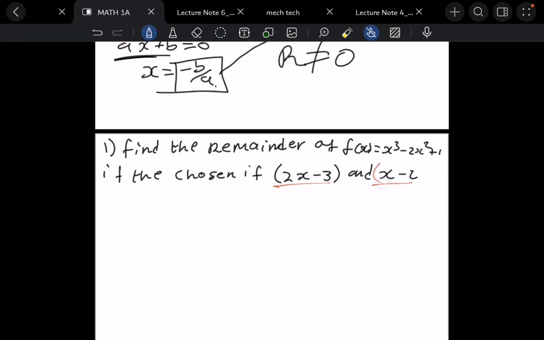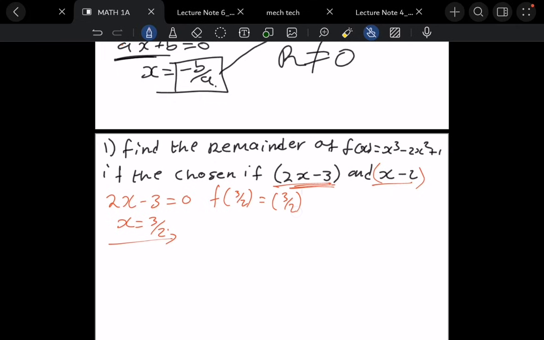The first thing that you need to do is find the zero of this factor. What do I mean by finding the zero of that factor? Take that factor, equate it to 0, and then solve for x here. x is equal to 3 over 2. And then take this 3 over 2 and substitute it into f of x. So I'm going to have f of 3 over 2 is equal to, where do you see x? You are going to substitute 3 over 2.